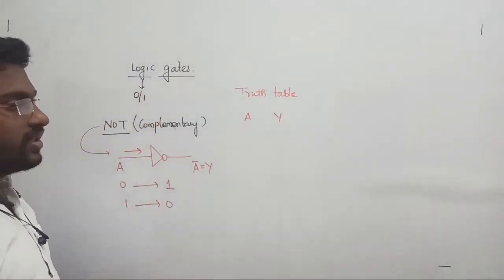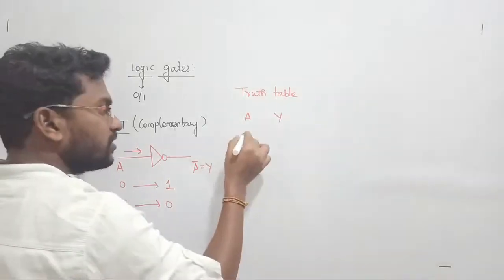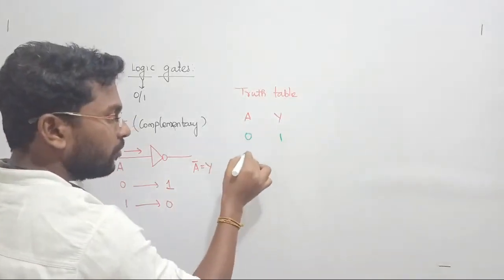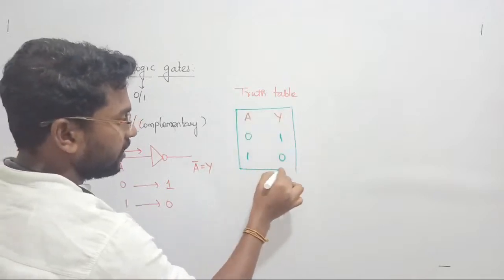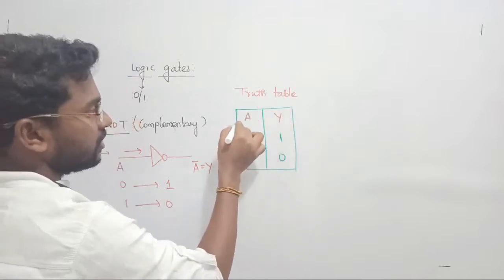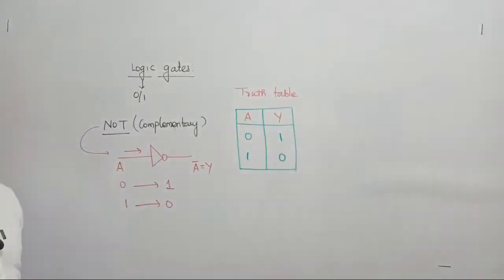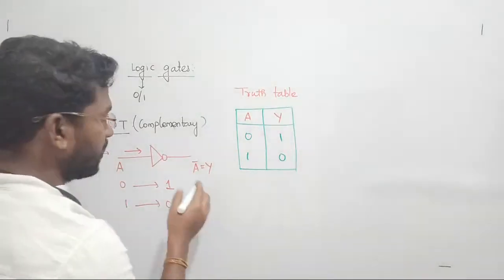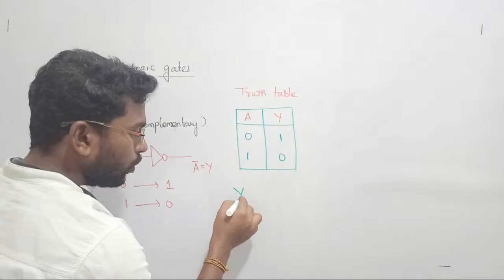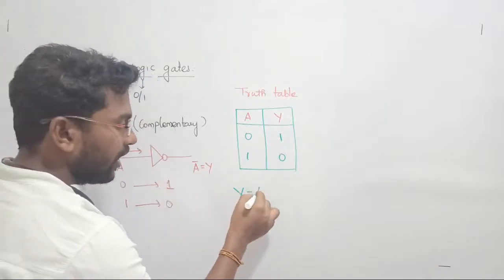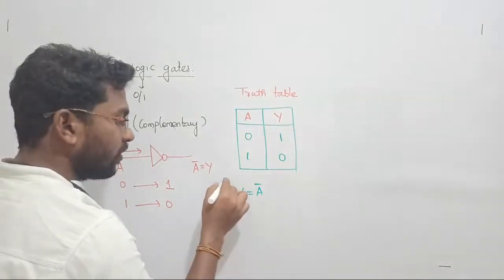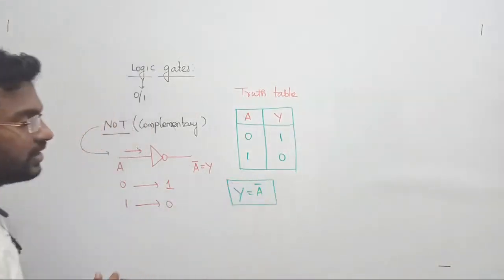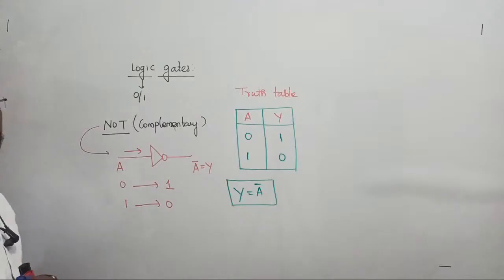Let us see what the possible outputs are. If your input is 0, then the output is going to be 1. If your input is 1, then the output is going to be 0. That is the basic explanation of the truth table of this complementary operation logic gate, right? And see that in the case of the NOT gate, output Y is going to be equal to what? A bar. A bar in the sense input is A, then the output will become the complement of the input. Clear? That is the basic thing that we are learning in the case of the NOT gate.